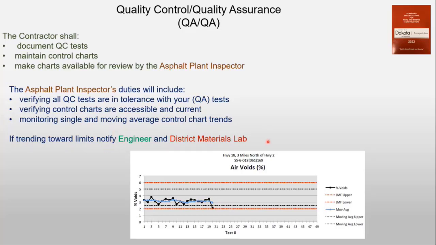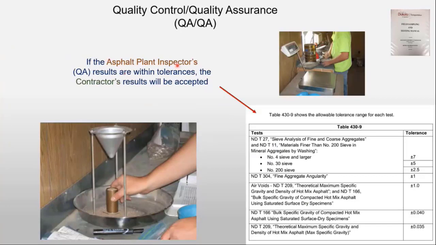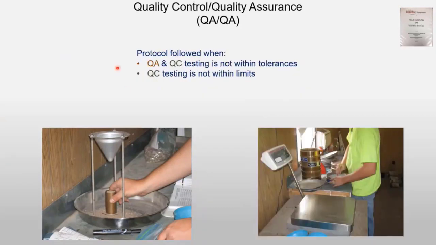If you see some trends that aren't working very well, communication is number one. You want to make sure that you're talking to everybody: engineer, district materials lab, and of course the contractor. Why are these things trending out or trending towards the limits? Between the two labs, if the asphalt inspector's QA results are within tolerance, the contractor's results are accepted. And that's how a QC/QA operation works: the contractor's numbers can be used as acceptance as long as the verifications are within tolerance. And so what happens if something doesn't work out?